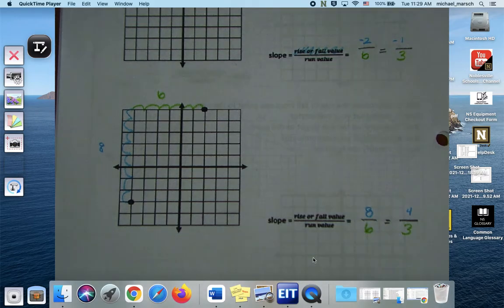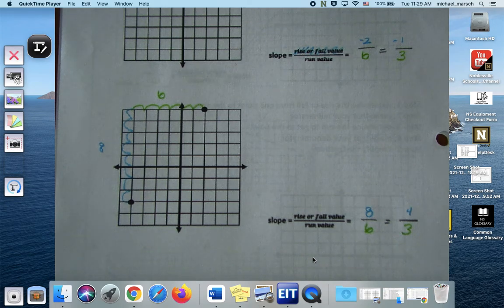Okay, now I'm going to give you guys some rulers, and you're going to go back and connect all those points. Oh, no, we can do that in a minute.